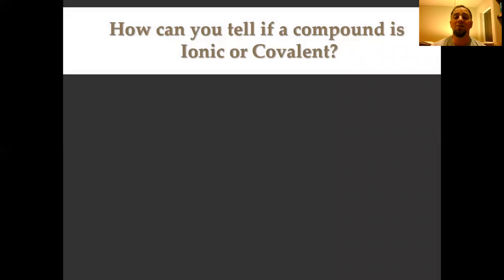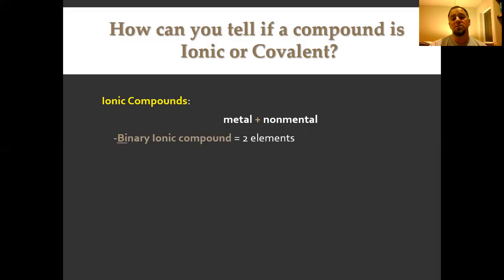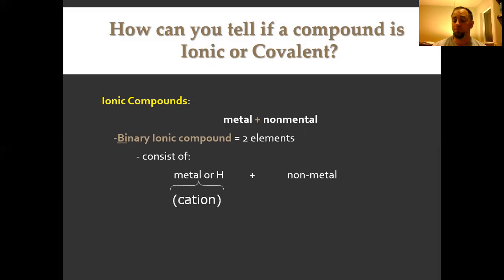So how can we tell if a compound is ionic or covalent? There's a really easy way that we can tell. Ionic compounds occur between a metal and a nonmetal. We know from looking at ions already, metals are typically cations and nonmetals are anions. This can occur as a binary ionic compound, meaning only 2 elements make up that ionic compound. It consists of a metal or hydrogen and a nonmetal. That metal or hydrogen is our cation, as I mentioned, and the nonmetal is the anion.